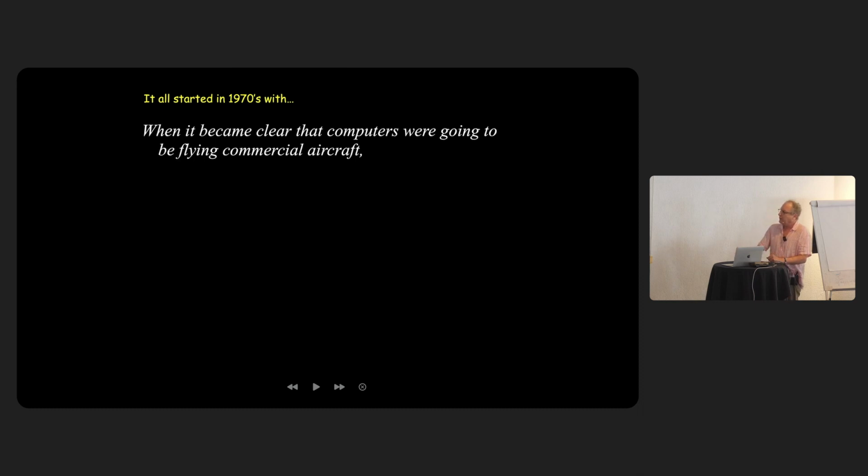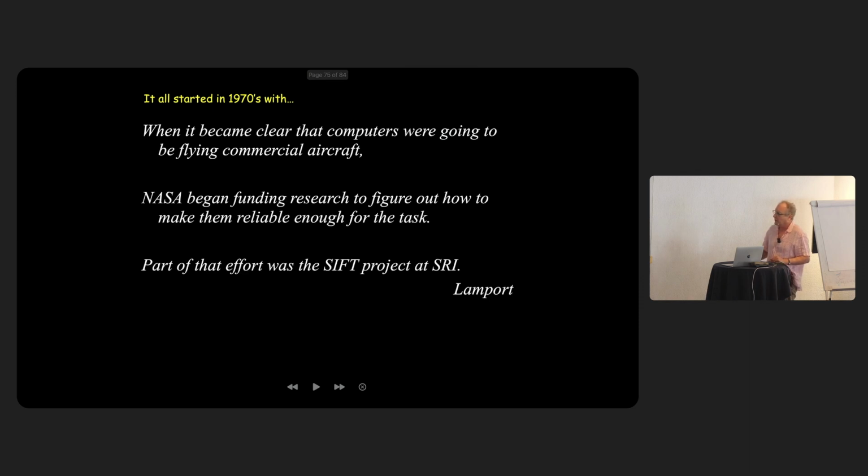Okay, so let me discuss some conclusions about the milestones and so on. It all started in the 70s when it became clear that computers were going to fly commercial aircraft. This is a story that Lamport tells us. Then you needed replication because you wanted replicated sensors and replicated computers on board in case one would fail. So NASA began funding research to figure out how to make them reliable enough for the task. And this was part of the initial systems that were being built, still without a clear theoretical understanding of what happened.